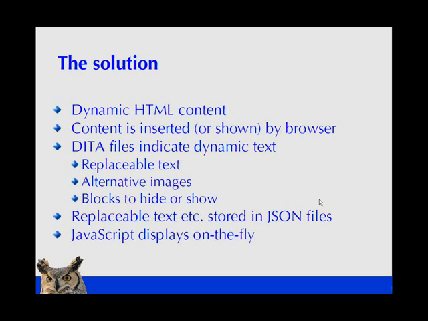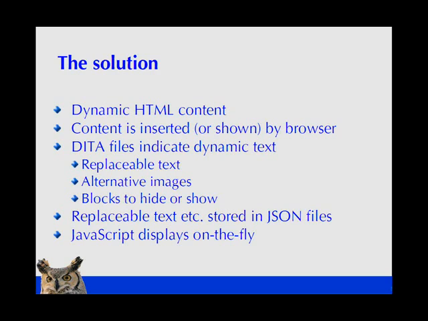Our solution to this was to have dynamic HTML content. The basic idea is you have a single set of HTML files and then a JSON file that contains all of the replaceable information. Replaceable information could include text, it could also include paths to images, and so on. And so the browser, in displaying the help, then inserts or replaces or sets the display attribute correctly on the piece of information so that it is displayed for the current device, for the current OEM.